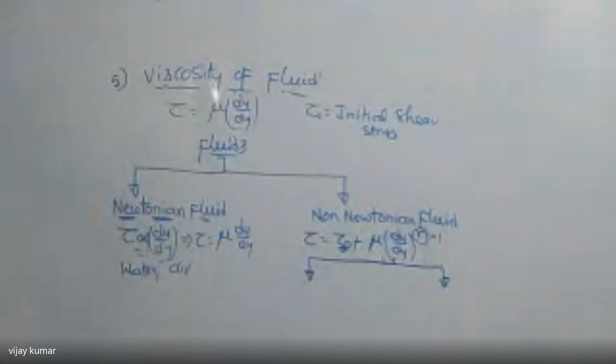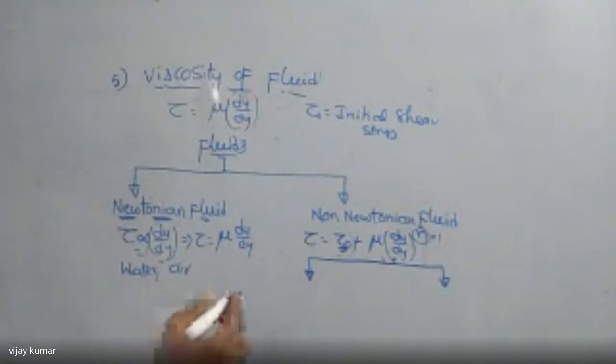I will give it to you one by one. When n is equal to 1, which type of fluid is it? When n is greater than 1, which type of fluid is it? When n is less than 1, which type of fluid is it? I will explain one by one very clearly, so please take care about these points. Here, non-Newtonian fluids are of two types.